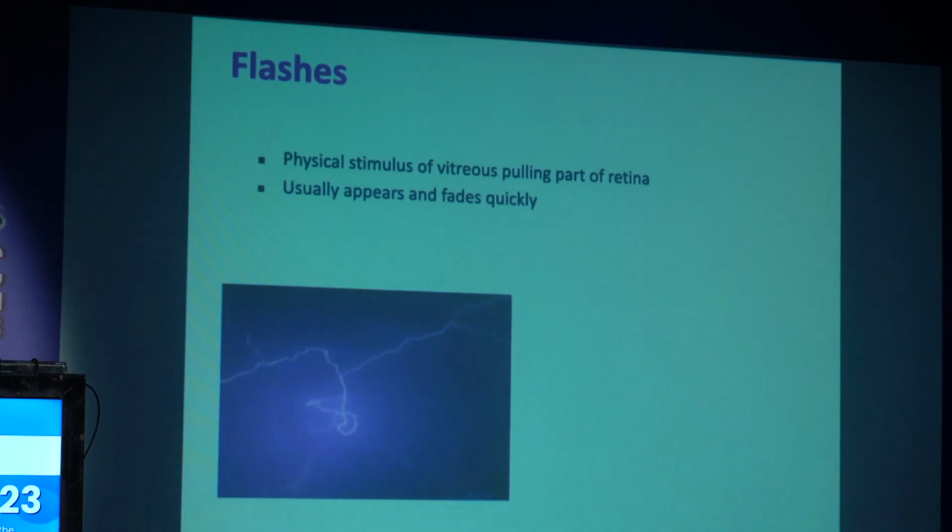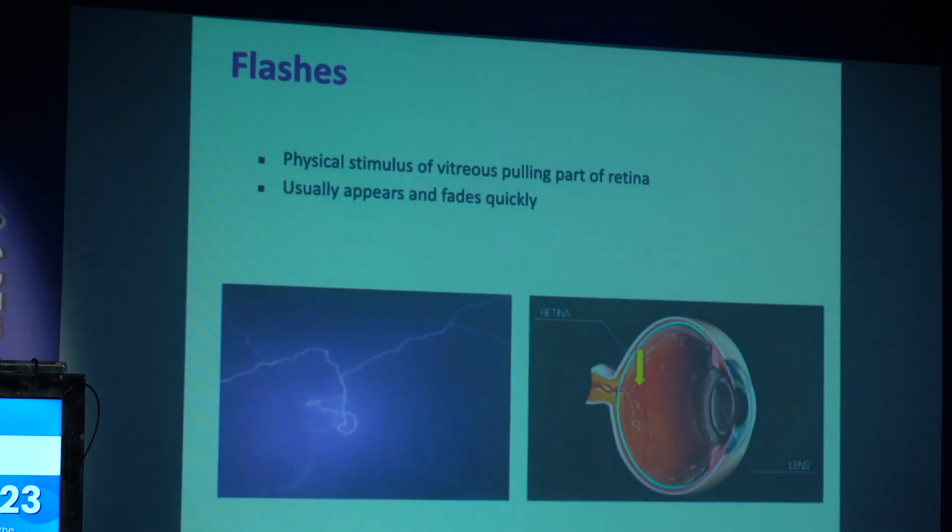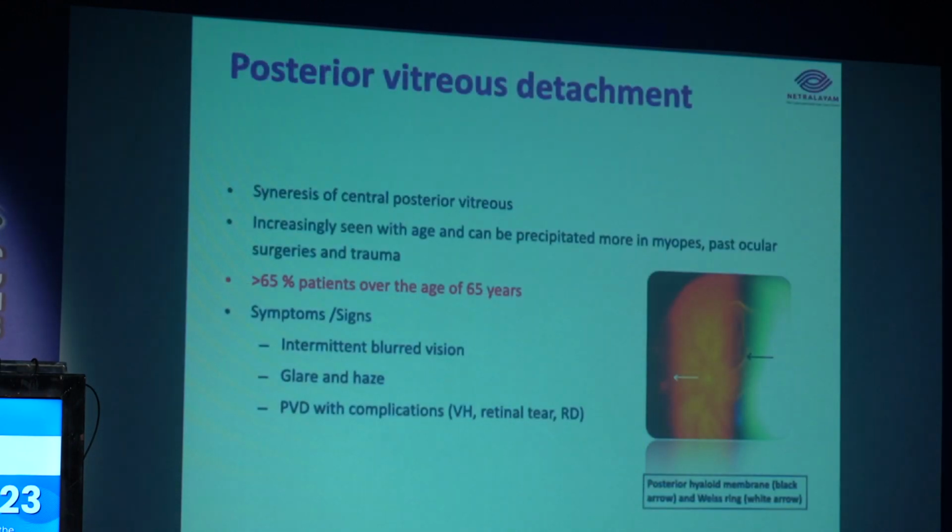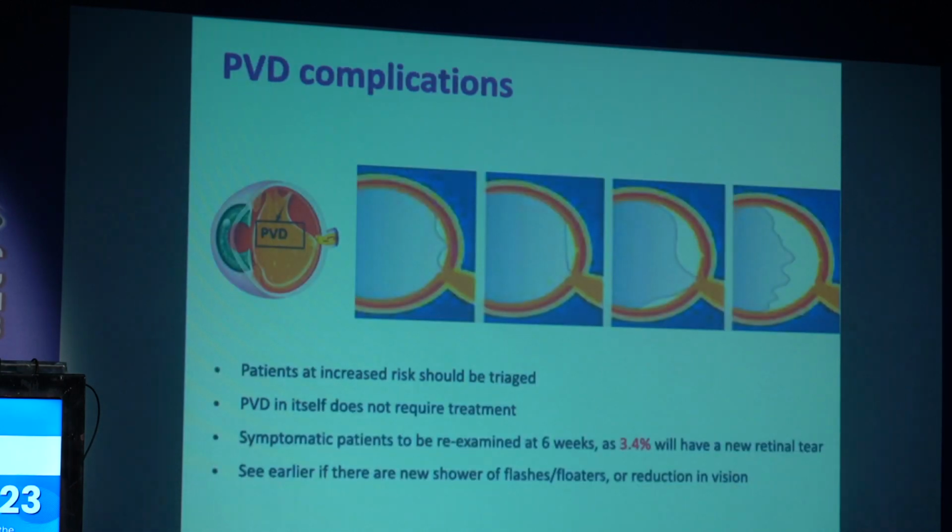Flashes are the next symptom, a physical stimulus where the vitreous pulls on part of the retina; it usually appears and fades quickly. There is a specific pathogenesis, where we see vitreous syneresis because of posterior vitreous detachment. I usually keep a very simple rule of telling patients that more than 65% of patients above the age of 65 years will probably have this physiological posterior vitreous detachment. It can have intermittent blurred vision or glare or haze, but we need to be aware of the complications, such as a retinal tear or break.